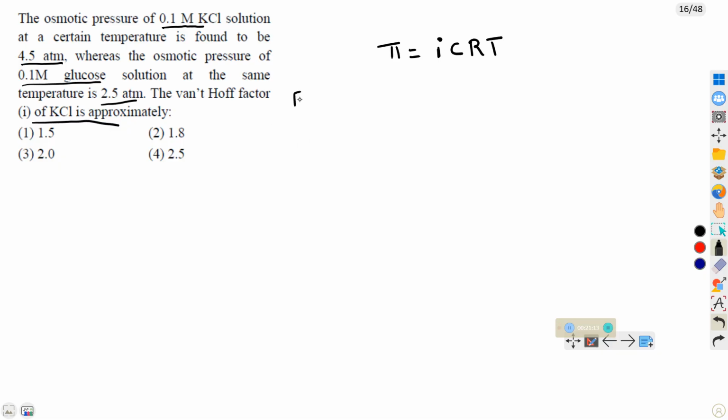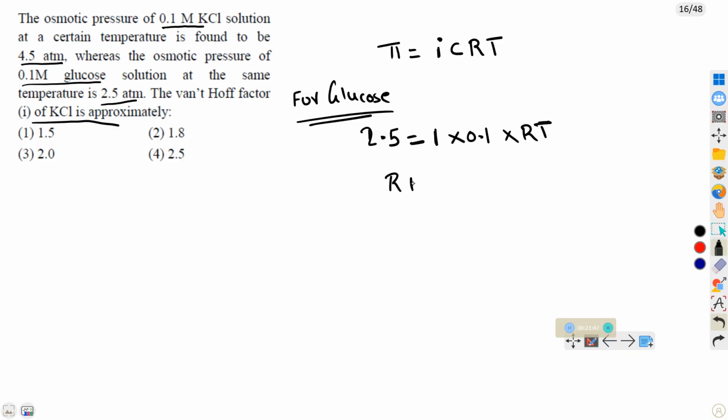Now, for glucose solution, the osmotic pressure value is given as 2.5 atmosphere. Glucose dissociation is not possible, so van't Hoff factor value is equal to 1. What is the concentration of glucose? 0.1 into RT. Temperature is not given. R value is also R only. Then RT is equal to 2.5 by 0.1, that is equal to 25.